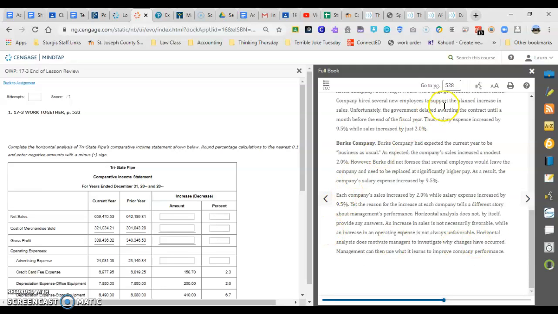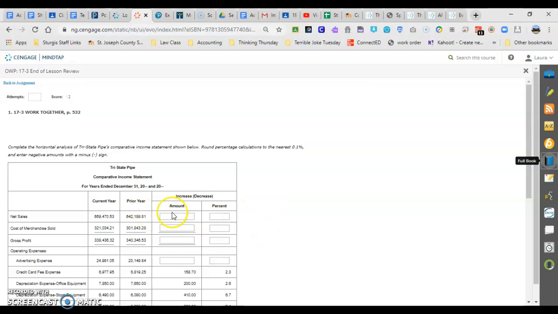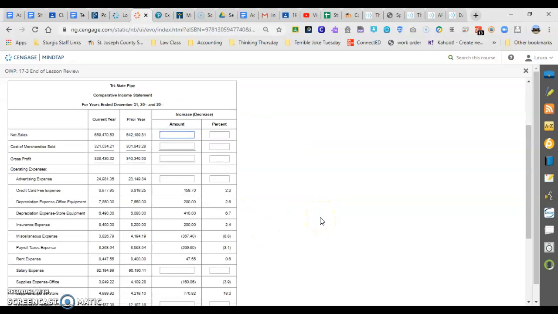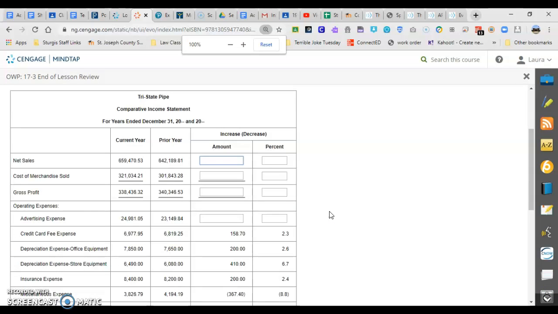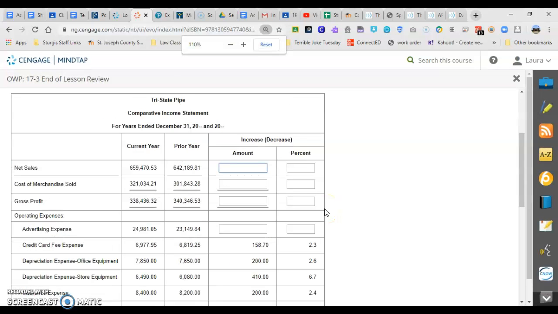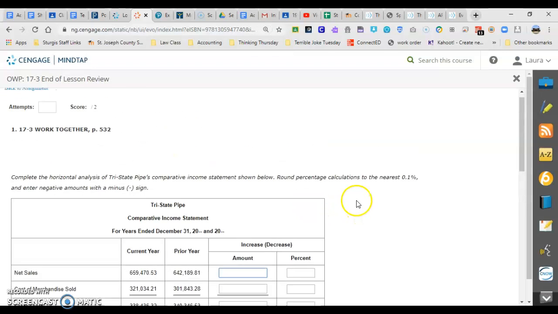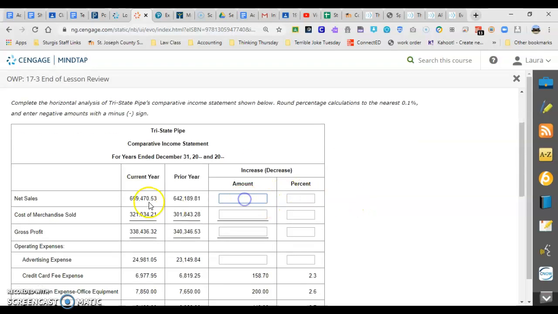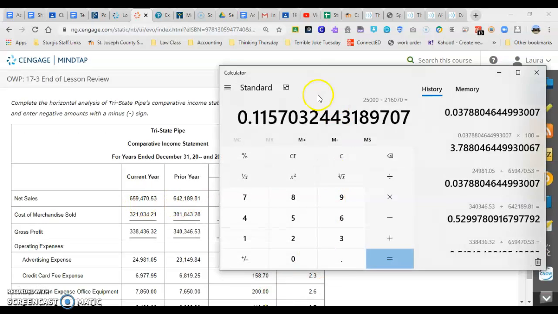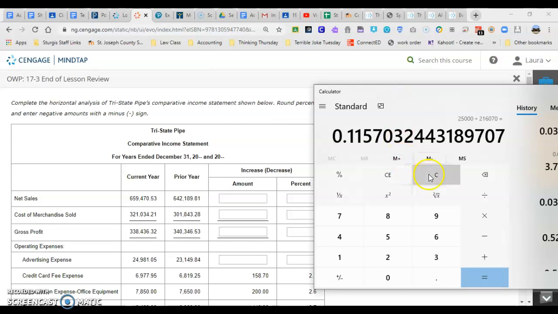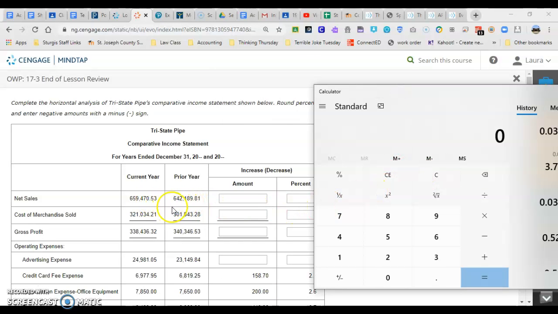Okay, so let's give it a go here. We're gonna make this bigger here. Hopefully that helps on your end. Okay. So first of all, you're going to find the increases or decreases. So we're going to take the current year minus the prior year. Okay, so from left to right.